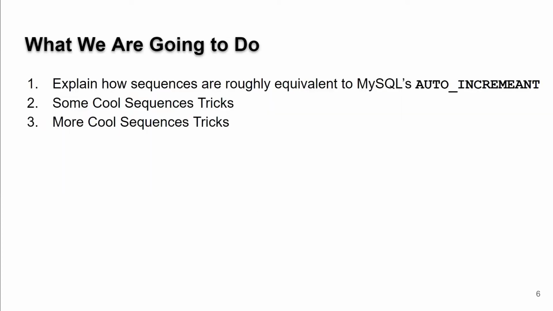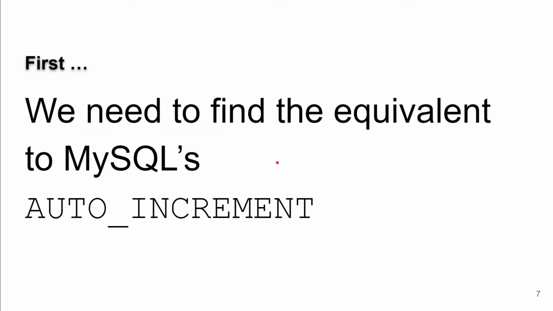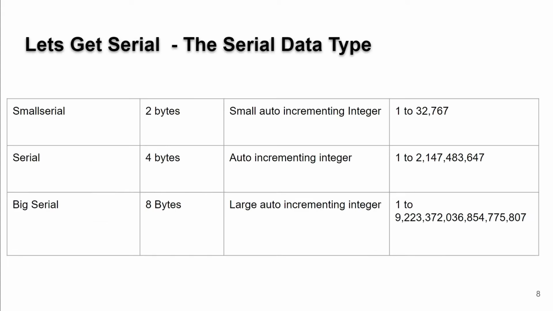So in this episode, we're going to explain how sequences are kind of equivalent to MySQL's auto-increment. Also, a warning about auto-increment and unique keys. We're going to go through some cool sequence tricks that are really handy, and then some more sequence tricks. So, first thing we need to do is show you the equivalent to MySQL's auto-increment. Now, as I mentioned earlier, it's different, not better or worse, just a different approach.